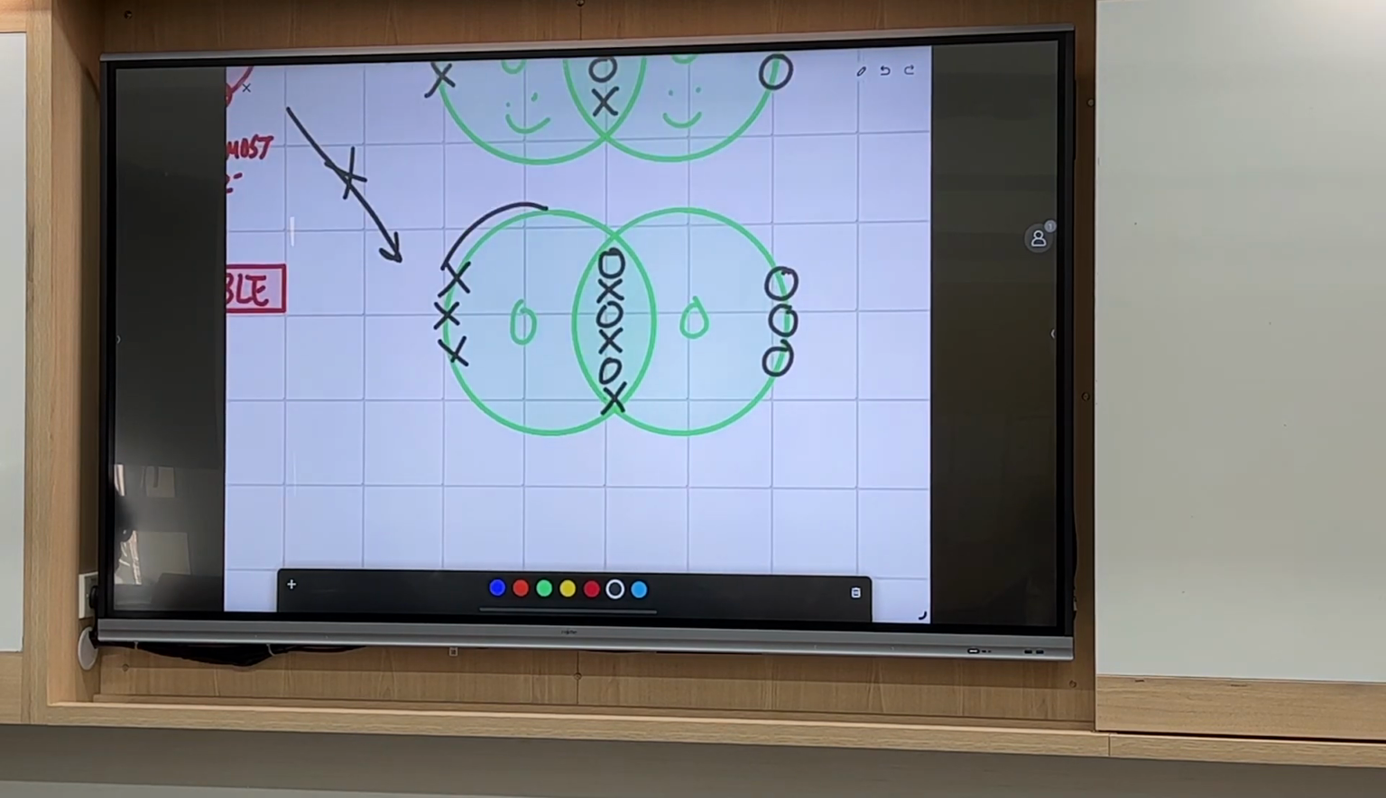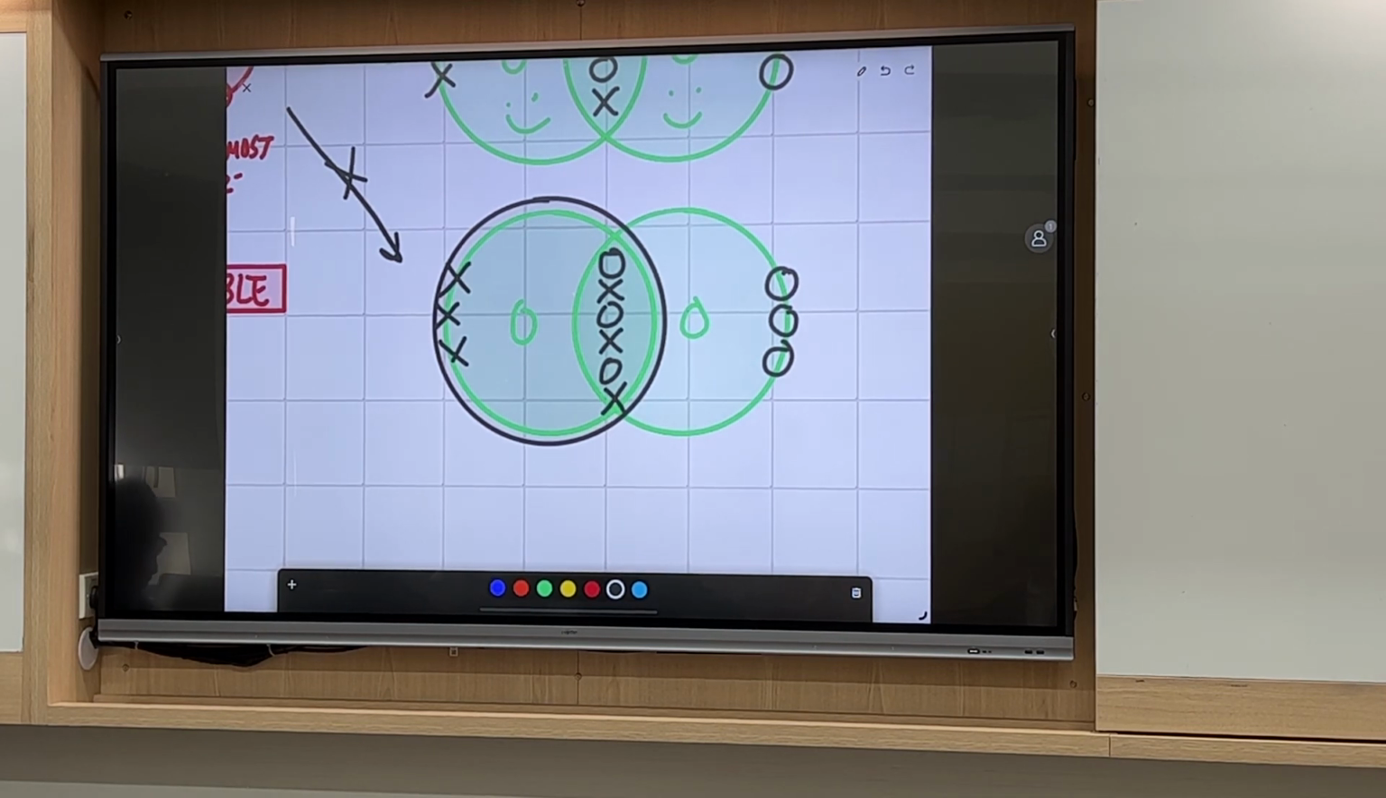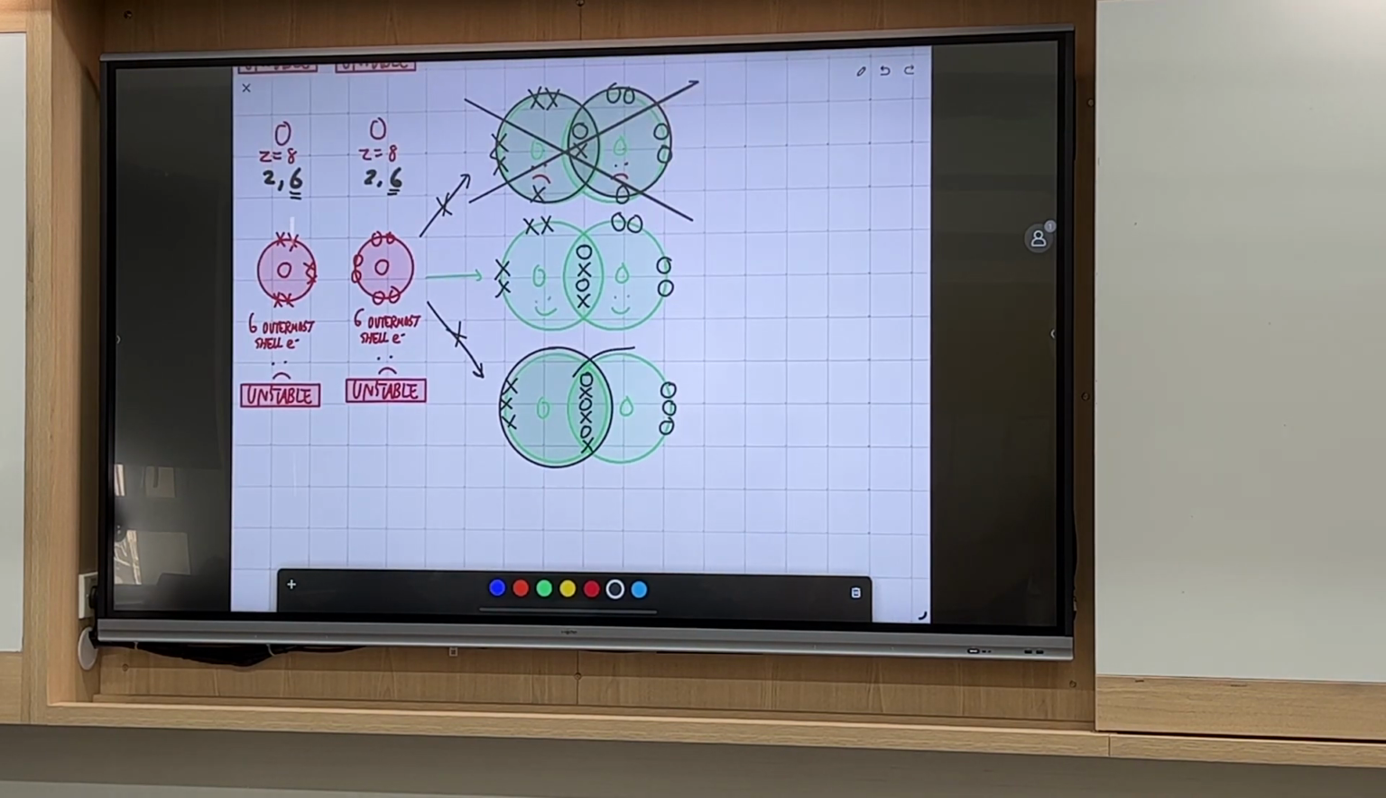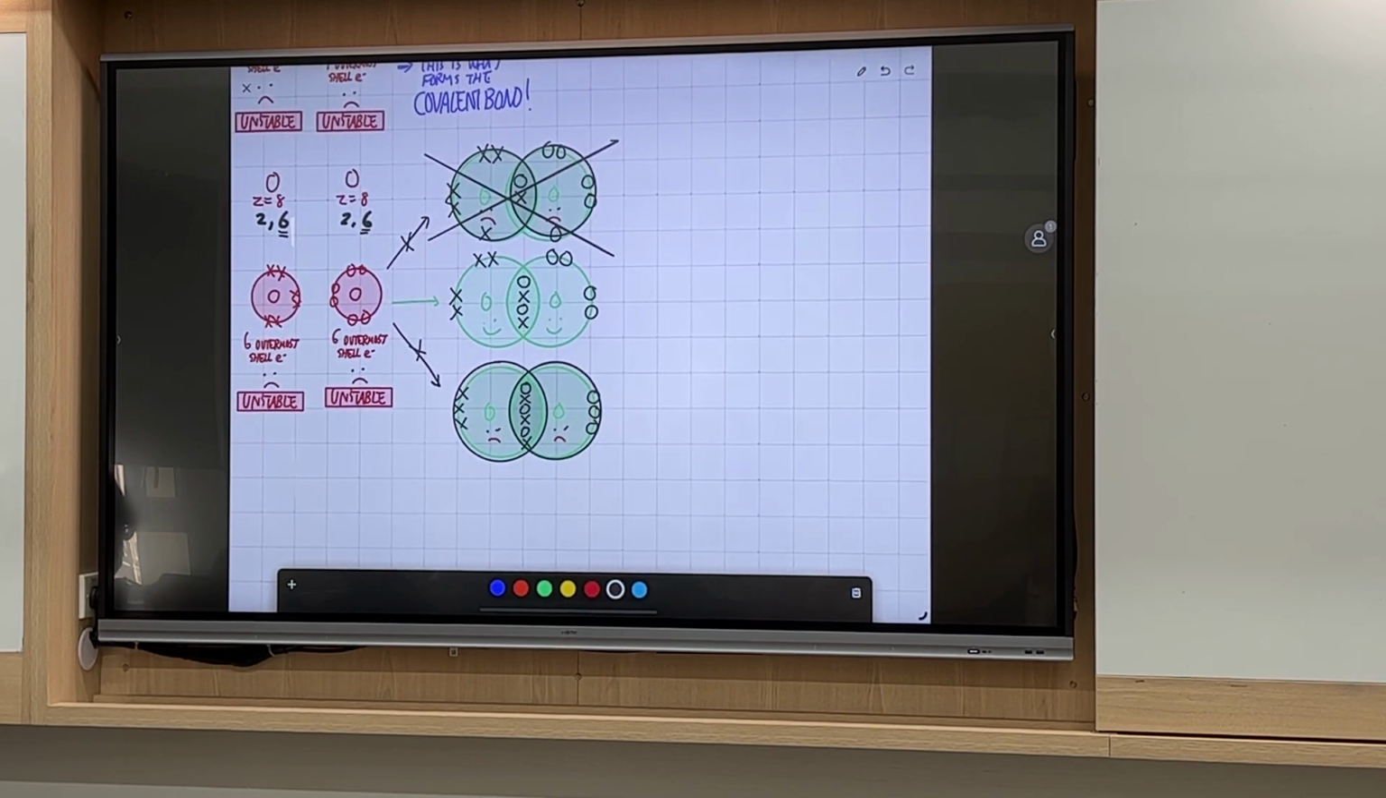Now can you count again? How many electrons? 9. Let's count it together: 2, 4, 6, 8, 9. Does having 9 electrons make it stable? No. Having more than 8 is unstable. Having less than 8 is also unstable. It's only when you get 8, the perfect number, that you are stable. So this is how the 2 oxygen atoms will bond.